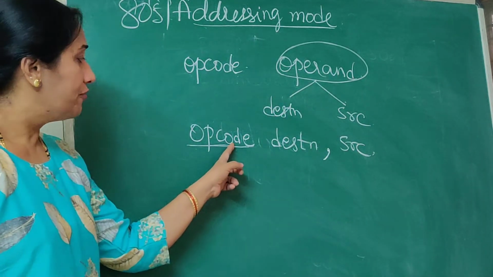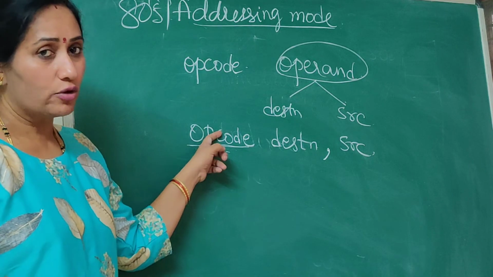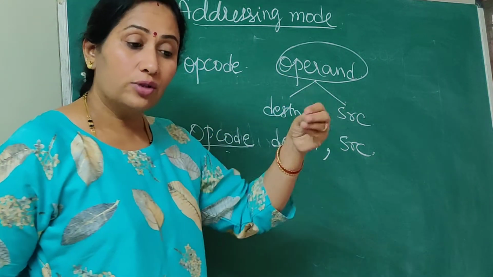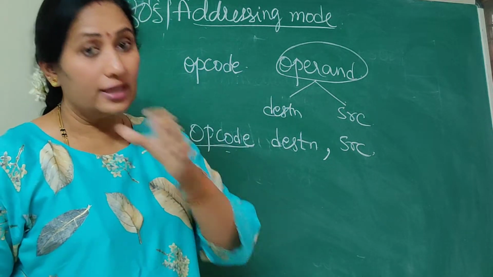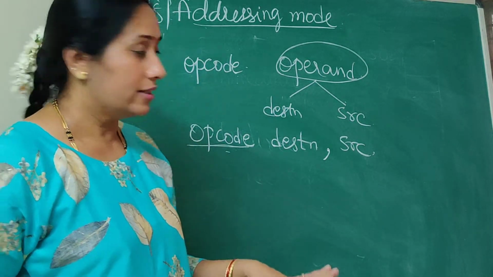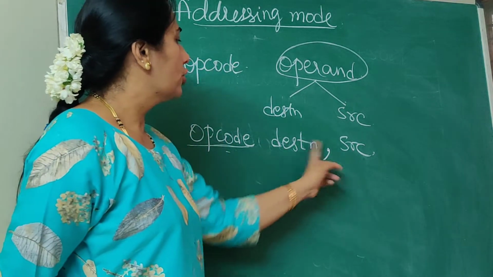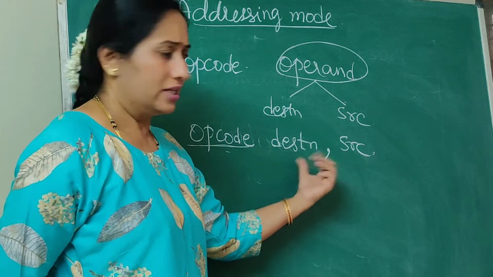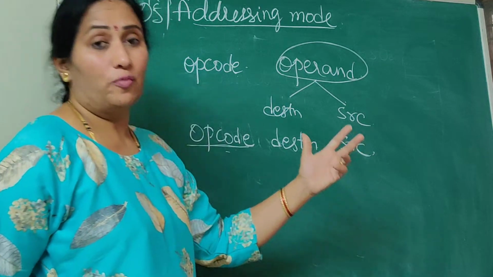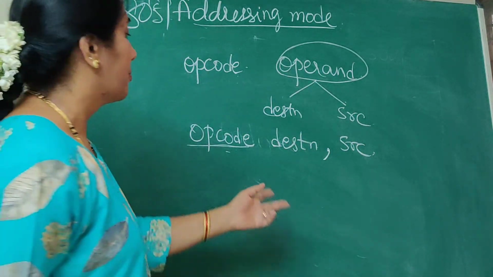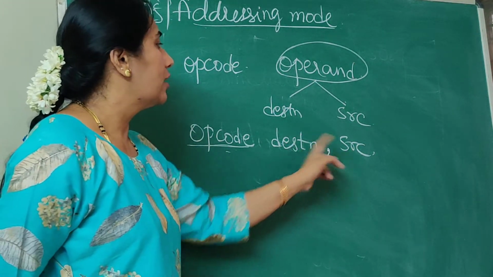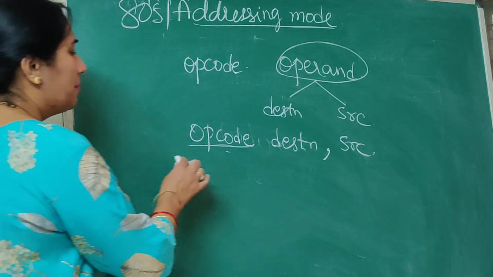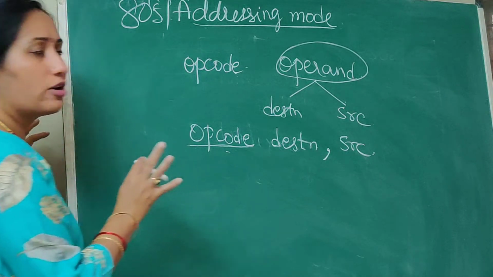So the opcode field is going to say what operation is going to be performed, and the operand is what I perform the operation on, we call it the operand, right? So the operation is going to be done on the source and the destination. It all depends on what type of operation is being performed. So the operation is going to be done on the operands. Okay, so this is going to be the very basic instruction format of 8051.